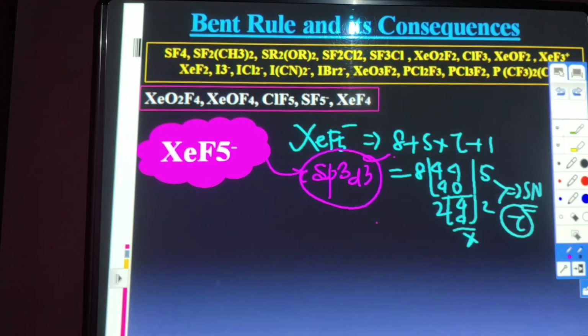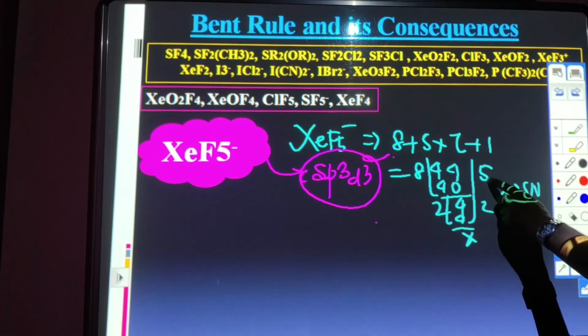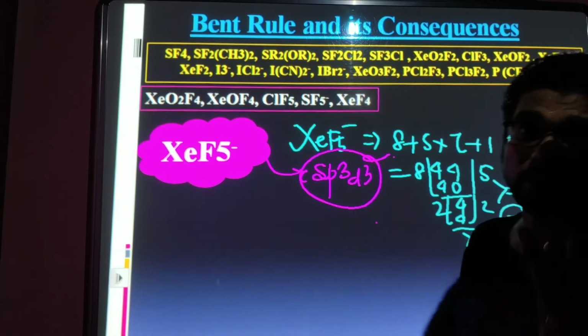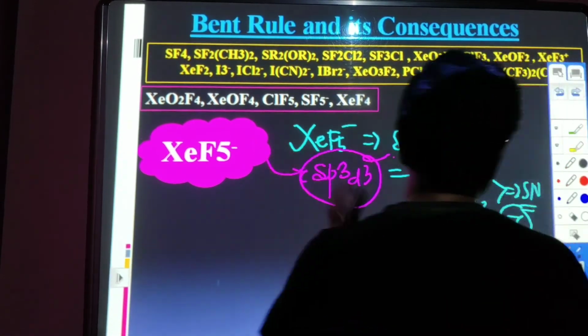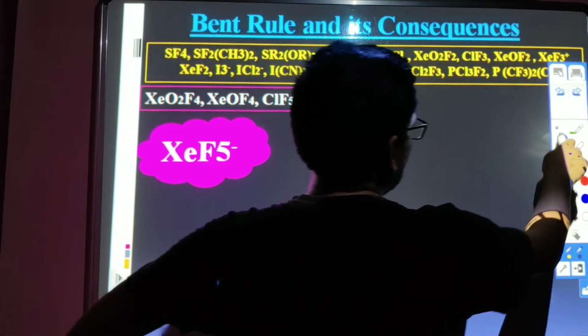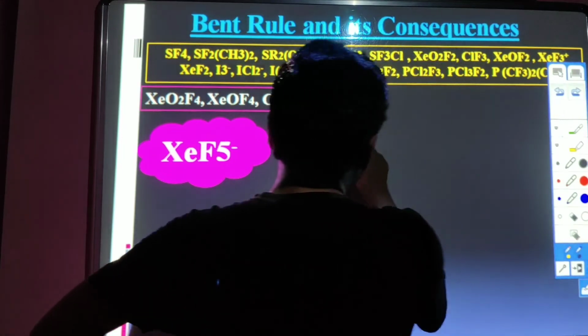And where will be the lone pair? 2 lone pairs and 5 bond pairs. Lone pair will be in a position where s character is more. So lone pair will be in this case axial positions. So how do I draw? Let me draw that one.